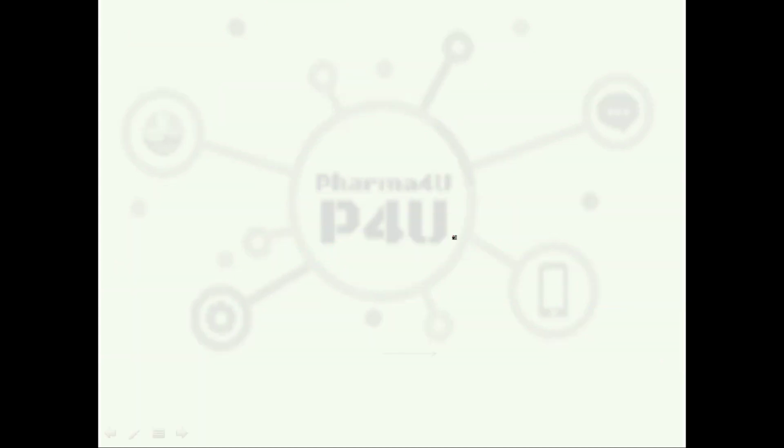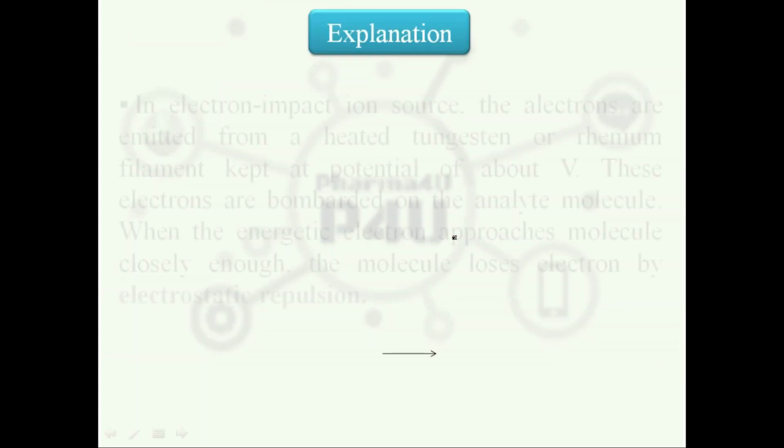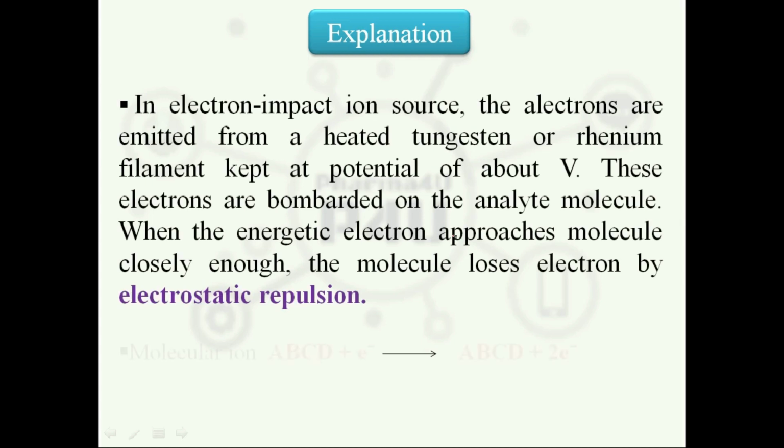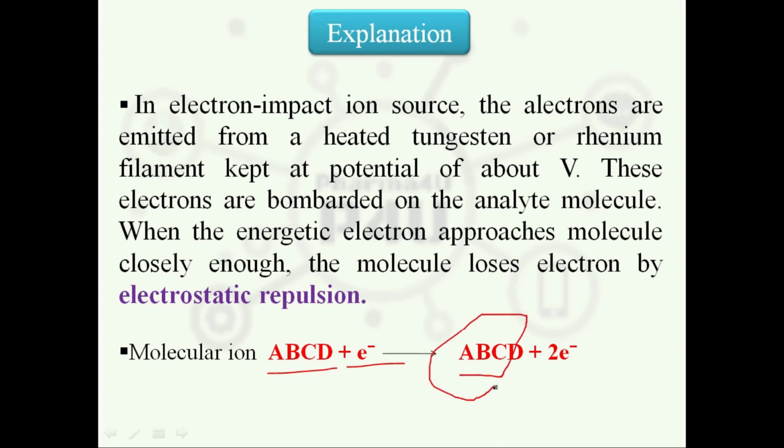And here we have a more descriptive explanation: students, this is the formation of molecular ion. This is the molecule, and after that there is a removal of one electron. What will form? Molecular ion. So that's all about this question, students. Moving on to the next question.